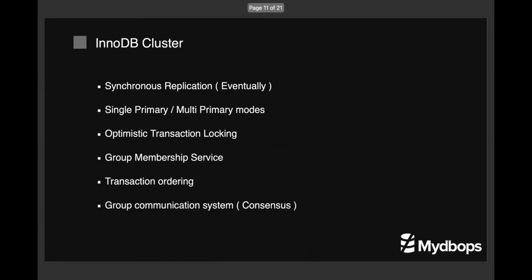So, InnoDB cluster. They use synchronous replication. It means eventually they will get synchronized; we will discuss later why it is called eventually synchronous. And they support single primary and multi-primary modes. So you can write from any node and read from any node. Or you can still use a single node as the primary, and then read from all the other nodes, where you get the synchronous data set.